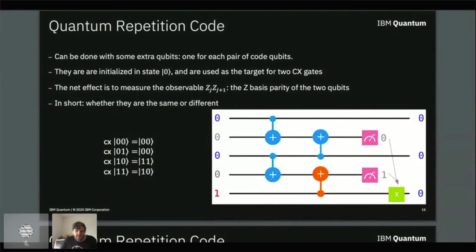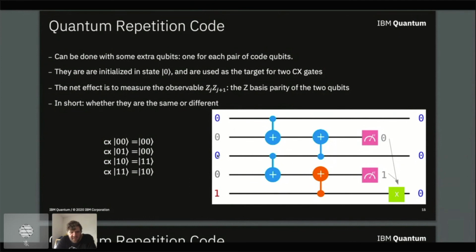Okay, so the way that we can do this task, which is to take a pair of qubits and see if they're the same or different without otherwise extracting any information, is by taking an extra qubit. So for every pair that we want to ask this question, we take one extra qubit. So we have an example here where we have 3 repetitions.